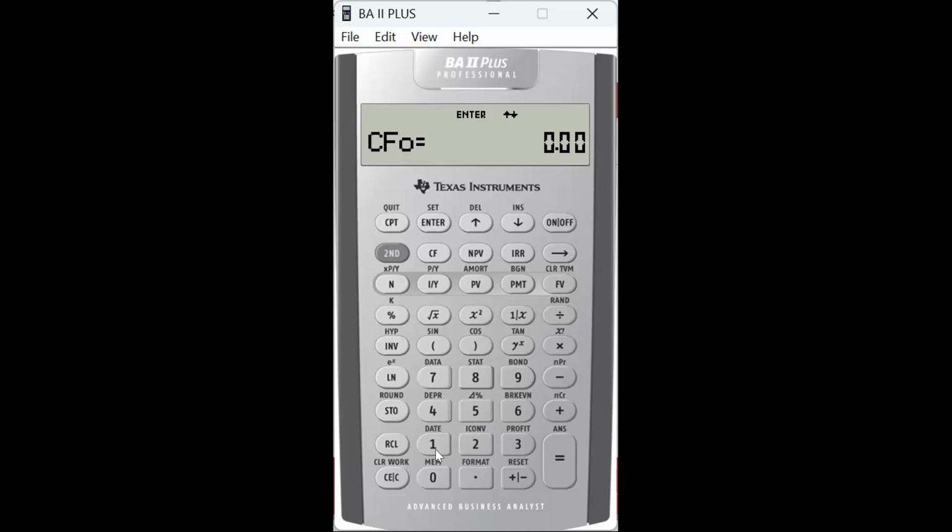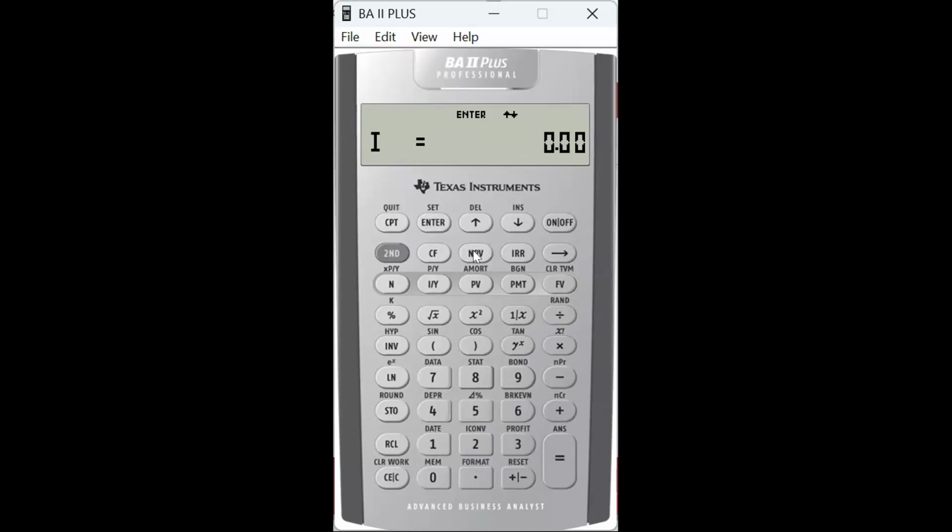So our CF0 in this case is going to be 100,000. We're going to hit the plus minus sign to make that a negative. Then we hit enter and then the down arrow. Our C01 is 30,000. Then we hit enter and then we hit the down arrow twice, because again, we're not changing F01. C02 is 50,000. We hit enter and then we hit the down arrow twice. C03 is 35,000. And then we hit enter and then we stop.